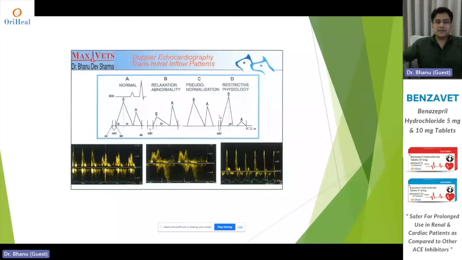Then as the diastolic dysfunction advances, the E wave would further become tall and the A wave would become very, very short. And the EA ratio, when we calculate, would be more than 2. And that is the restrictive mitral inflow pattern. And that is characteristic for diagnosis of RCM.